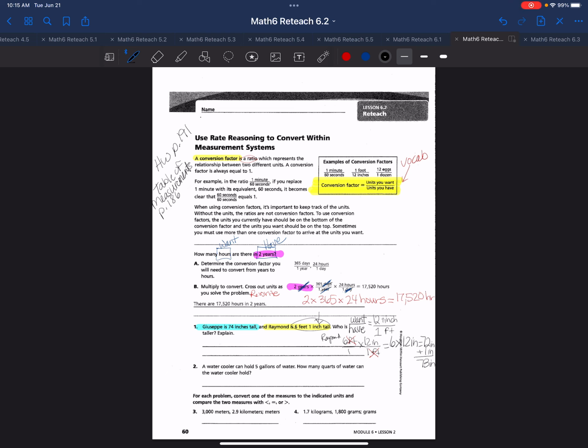So now let's look back at our question and ask, what are they asking me? They're asking who is taller and to explain. So I know that Giuseppe is 74 inches because that's what they told me in the problem. And then I just figured out that Raymond is 73 inches tall. Now they're wanting me to explain my answer. So I would say 74 is greater than 73. So Giuseppe is taller.